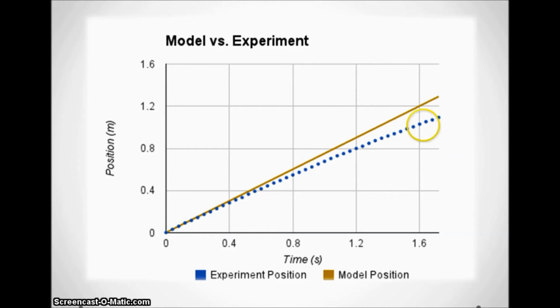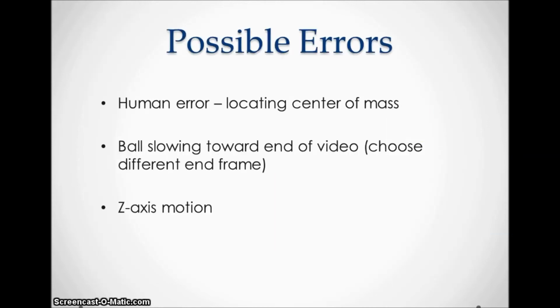This could be the result of a number of things. 1. While tracking the ball in Tracker, some human errors could have occurred in locating the center of the ball, which would have affected the position of the ball. 2. The ball could have started to slow down towards the end of the video. In order to fix this, I could have made the end frame sooner in the video. And 3, if there was any motion in the z-axis, in other words, if the ball moved from the middle of the table to the back of the table while filming, that could have affected the tracking position of the volleyball.